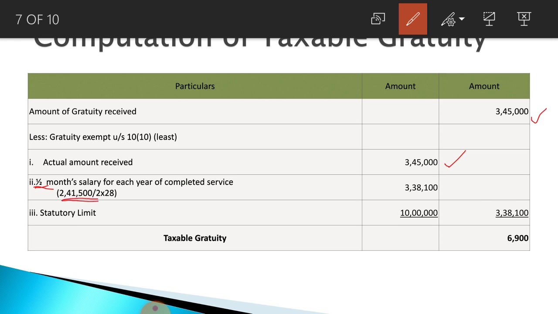2,41,500 is last 10 months salary into 1 by 2, that is half month, here divided by 2, multiplied by number of completed years of service, 28 years, and you are ignoring the fraction of years, 10 months. In this problem you have to ignore that thing, remember that point. After calculating you get 3,38,100 as half month salary for each year of completed service.